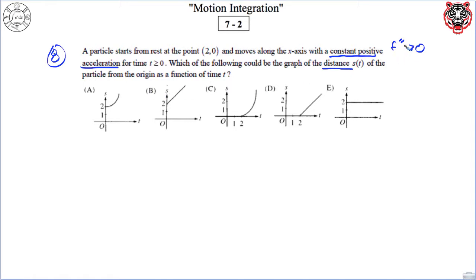So where do I have concave up? Look, I have concave up in A, could be A, can't be B, there's no concavity. It could be C, that's concave up, can't be D, also doesn't have concavity, can't be E, that doesn't have any concavity. So how do we choose between A and C? Well, look at this initial condition. 2, 0, and that's just on the x-axis, so it's just in terms of a graph. So 2, 0, that's C.